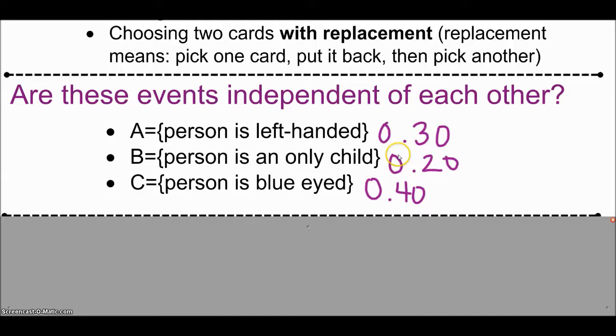If I am an only child, does that affect my probability of having blue eyes? And the answer to that is no. I would still be 40% likely to be a blue-eyed child, regardless of if I am an only child or not. So since these probabilities are not affected by each other, meaning that if I am an only child does not affect my percentage of being blue-eyed, then the answer is yes, that these are independent events.